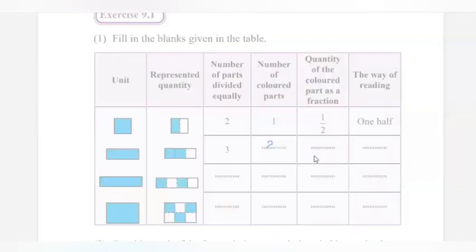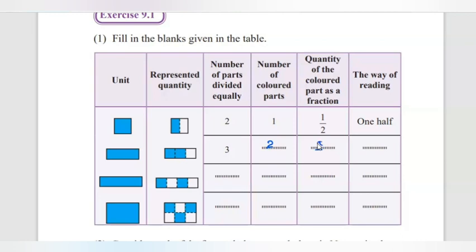Then how do we read this one? It is read as 2/3, or 2 out of 3. Not half. We use half when there is only 2 in the denominator. 2/3. Or we read this as 2 over 3 or 2 out of 3.